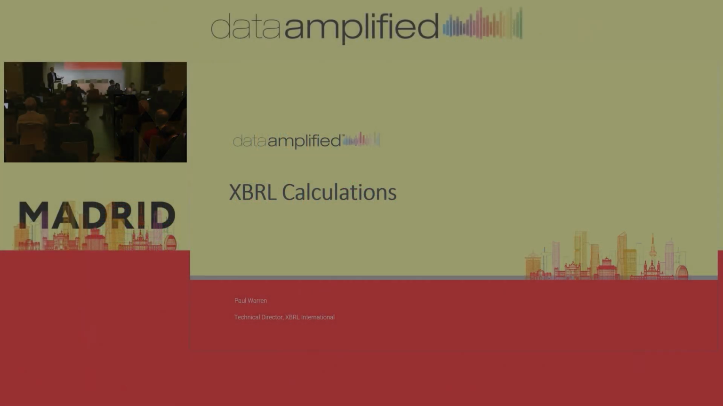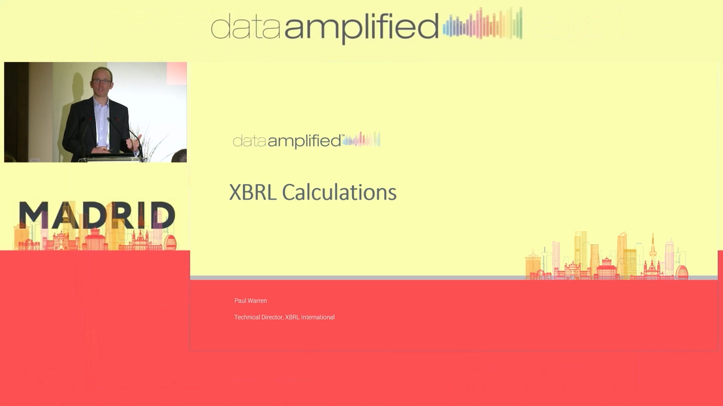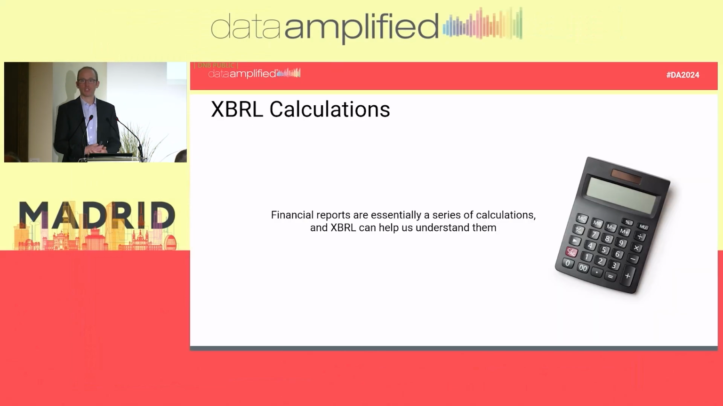So as I mentioned in my previous presentation, at our Oxford meeting, the topic of calculations came up, and a new idea was proposed, and we thought it'd be good to discuss it here. But before we get on to that, it's probably useful just to give a quick background of XBRL calculations, where we are today. And why do we have XBRL calculations?